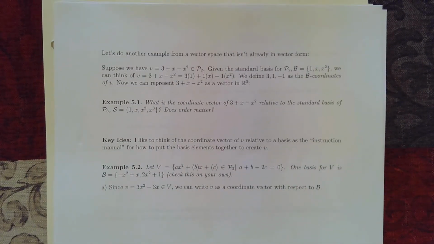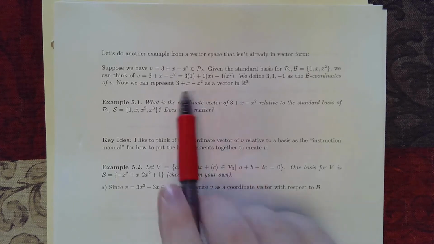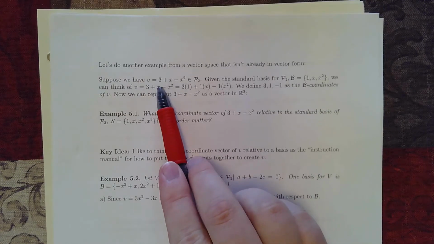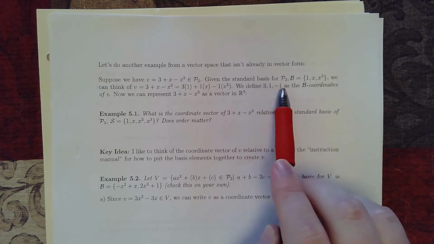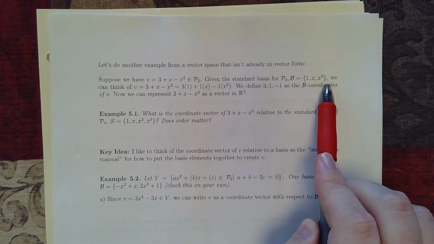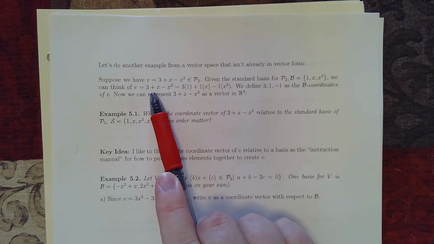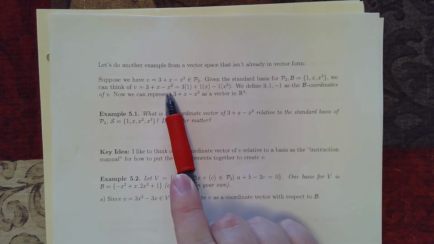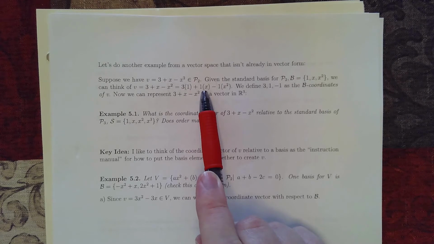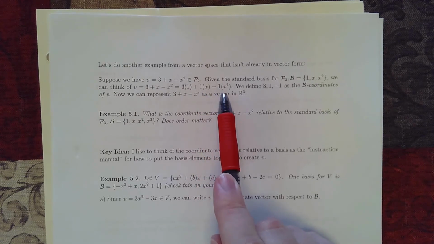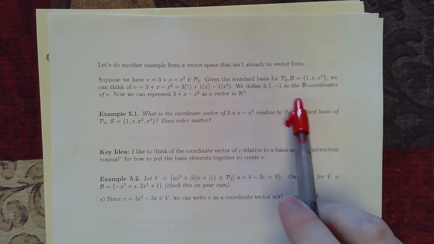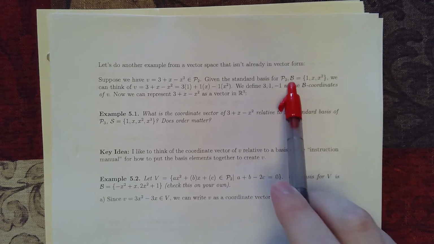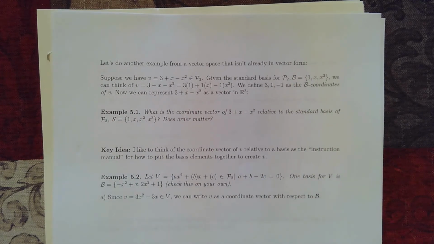So let's do an example maybe that isn't in vector form. Suppose that we've got v equal to 3 plus x minus x squared, and this is something in P2. We're going to give ourselves a standard basis for P2: 1, x, x squared. So we can think of v, which is 3 plus x minus x squared, as 3 times 1 plus 1 times x minus 1 times x squared. So we define 3, 1, -1 as the beta coordinates, or the coordinates with this basis for v.